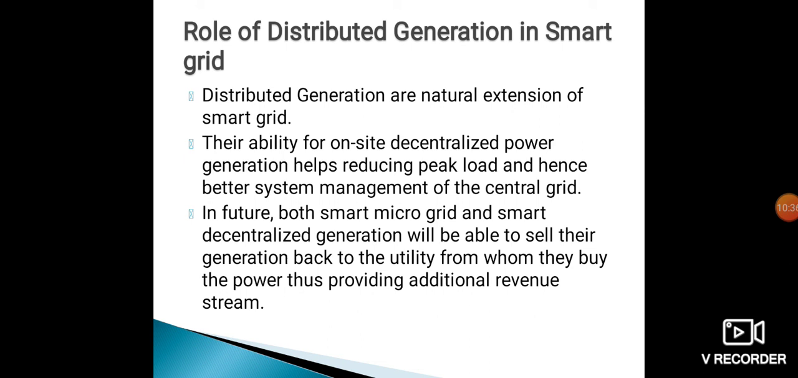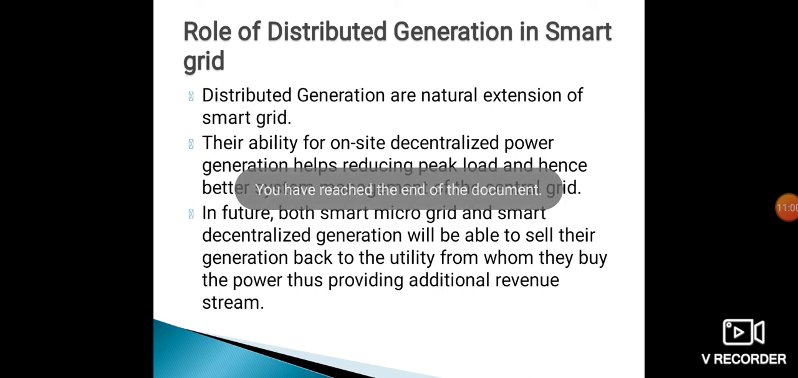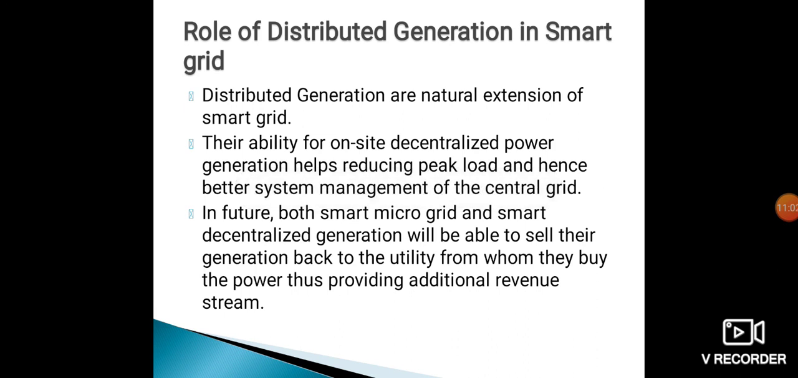In future, both smart microgrid and smart decentralized generation will be able to sell their generation back to the utility from whom they buy the power, thus providing additional revenue stream. So revenue can also be generated using the distributed generation system. So, it is also a better option. So, this was all about the distributed generation system and the role of distributed generation system in the smart grid.